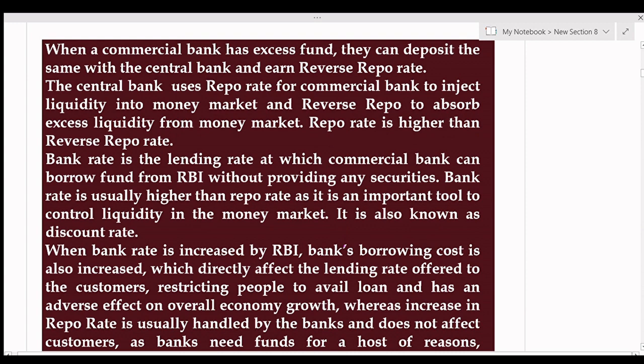When commercial banks have excess funds, they can deposit the same with the central bank and earn interest at the reverse repo rate. The central bank uses repo rate for commercial banks to inject liquidity into the money market and reverse repo to absorb excess liquidity from the money market. Repo rate is higher than reverse repo rate.